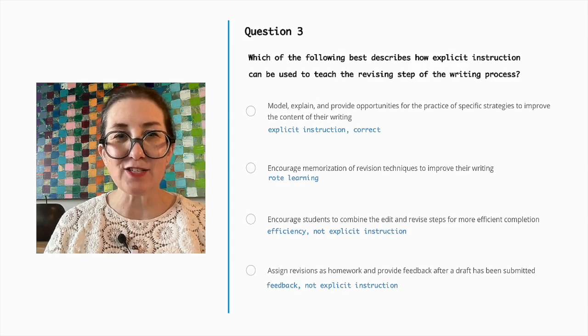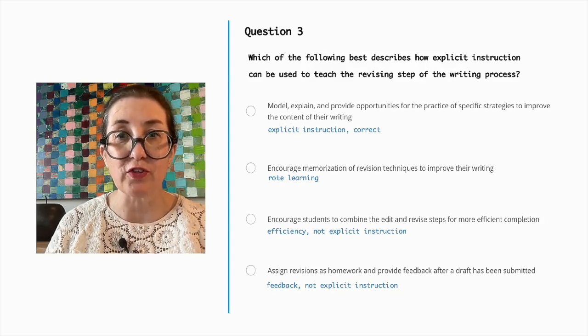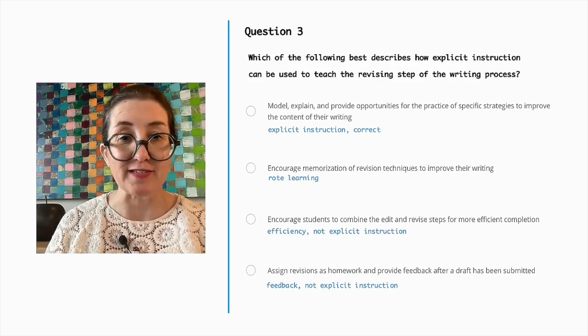The correct answer is modeling, explaining, and providing opportunities for the practice of specific strategies to improve the content of their writing. This approach uses explicit instruction by demonstrating and explaining techniques, then allowing students to practice them.